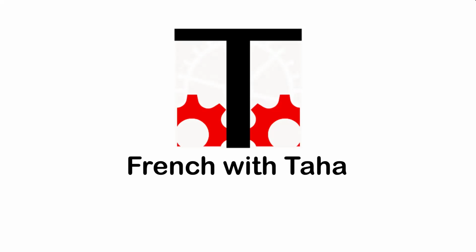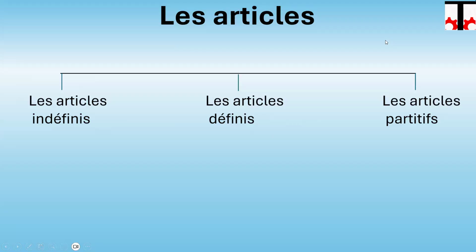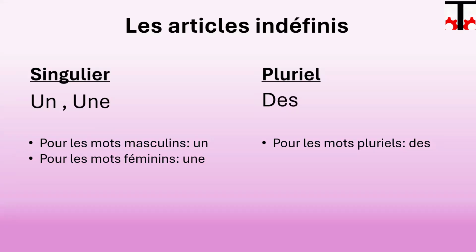In today's video, you are going to learn the articles in French. So let's get started. In French, there are three types of articles. Les articles indéfinis, or the indefinite articles, les articles définis, or the definite articles, and les articles partitifs, or the partitive articles. Let's start with the indefinite articles.